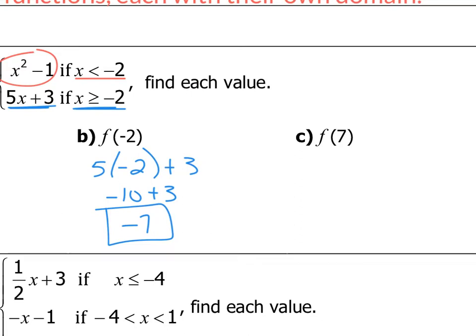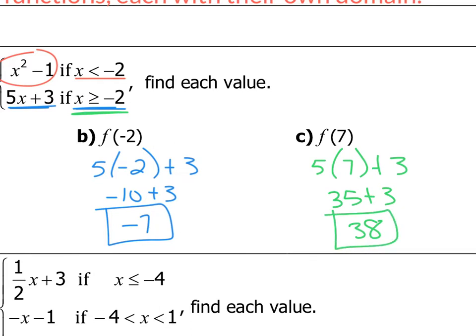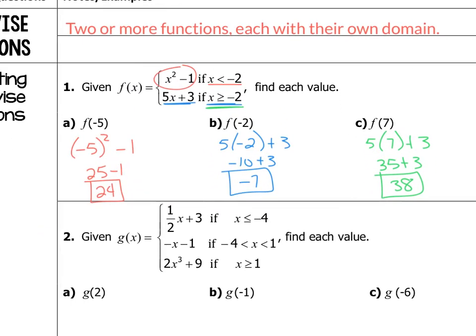And then, lastly, we get f of 7. Well, f of 7 also falls into this greater than or equal to negative 2. So it's 5 times 7. And we're plugging it in for the x on that bottom one, and then plus 3. That's 35 plus 3, which is 38. So hopefully you see kind of what you're looking at, because there's multiple functions going on. They each have their own domain, and so basically parts of the graph that you are dealing with on these.